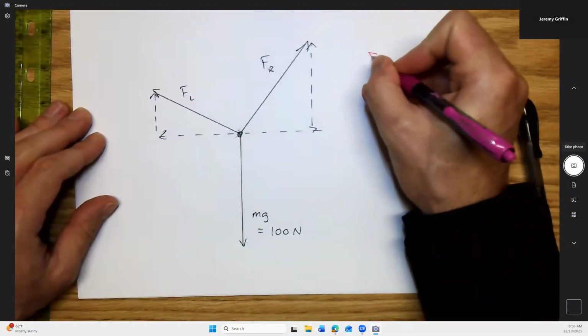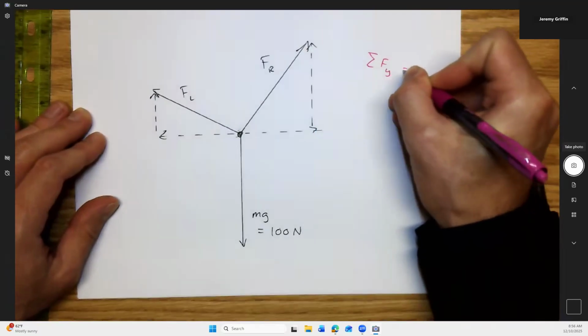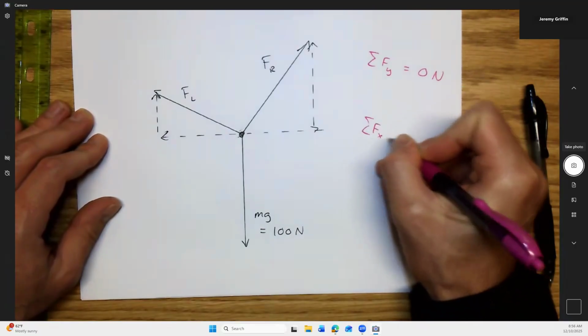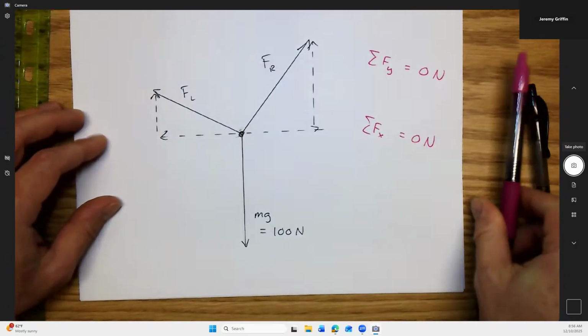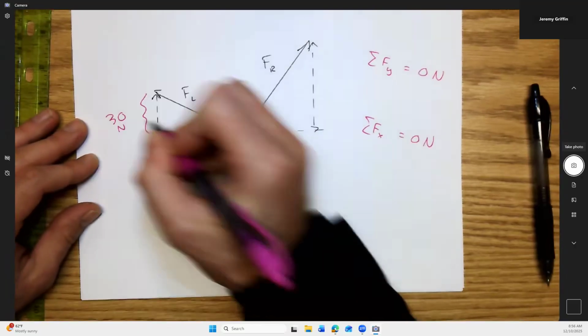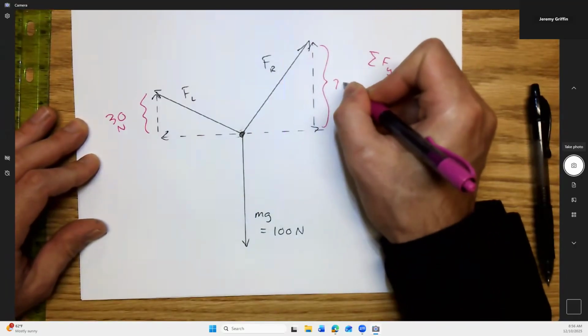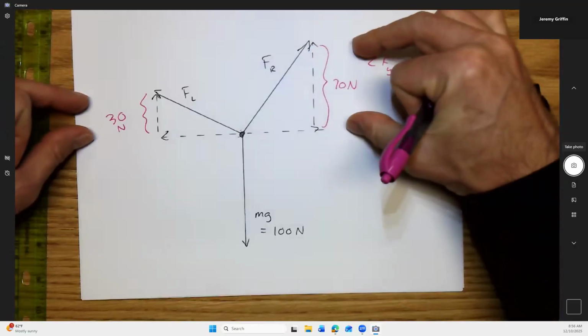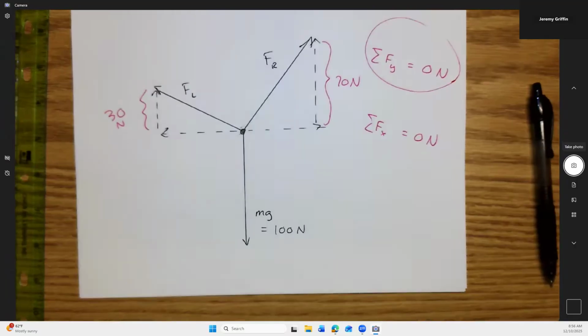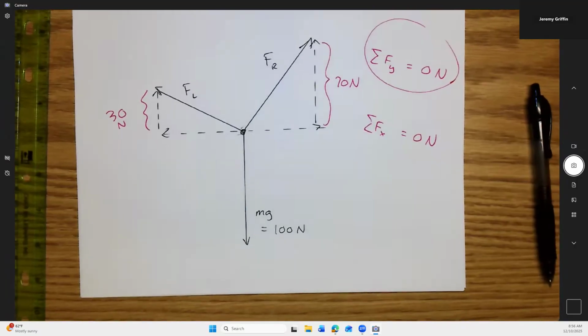So I could say, here's the guiding principle: sum of forces in the y direction goes to 0. And I think the next question is sum of forces in the x direction goes to 0. But we'll say that. And so this right here, like 30 newtons, had to be 70 newtons. So 70, 30 up, balances 100 down. So you guys good? That's good.